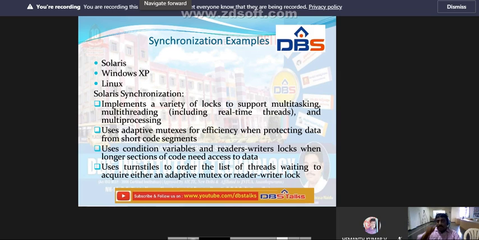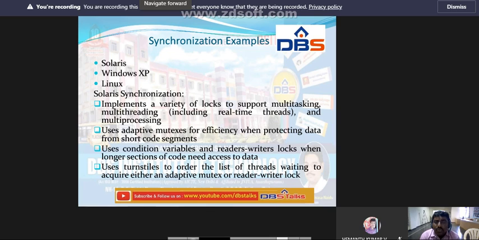Let's see how we are going to perform synchronization in different operating systems: Solaris, Windows XP and Linux. How do we achieve synchronization in the Solaris operating system, how do we achieve it in the Windows XP operating system, and how do we perform it in the Linux operating system.